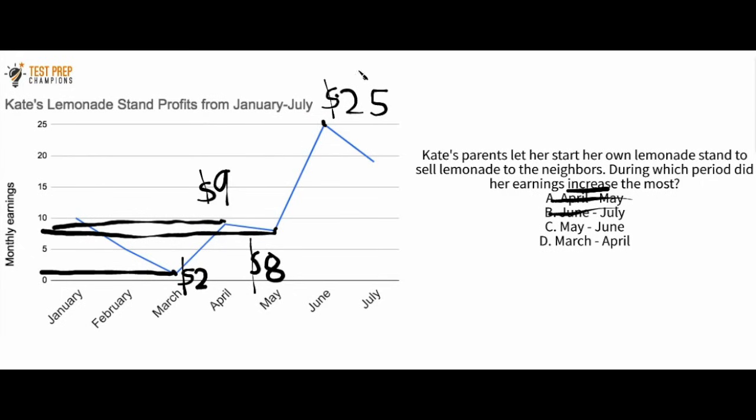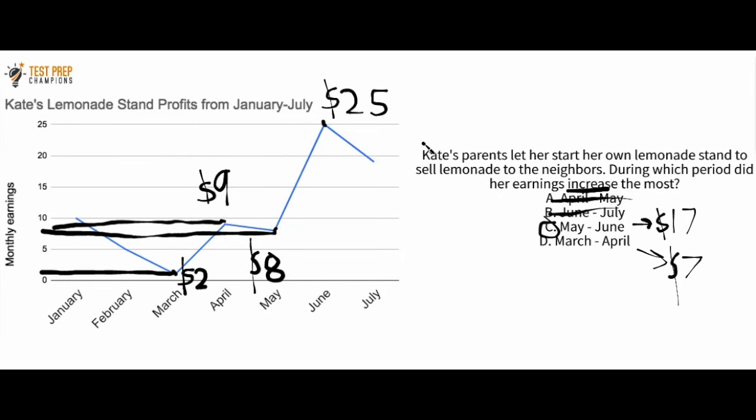Now, I can subtract the values here. So I can do what is 25 minus 8? So 25 minus 8 is 17. So I see that there was a $17 increase from the start of the month at May till June. She had a $17 increase. And if I look at where she was at in March and look at where she was at in April, and I do 9 minus 2, 9 minus 2 is 7. So it looks like she had a $7 increase from March to April. So clearly the biggest increase was C.